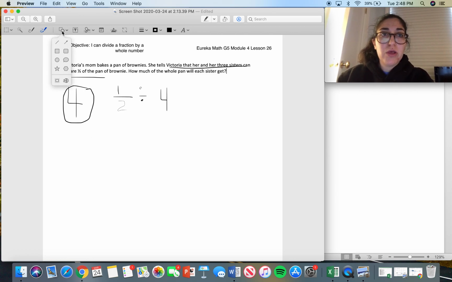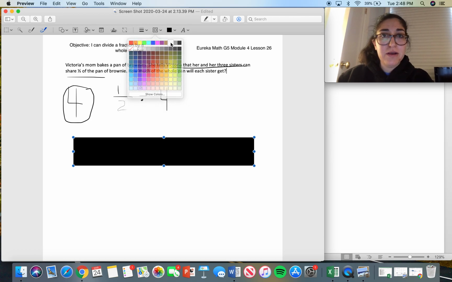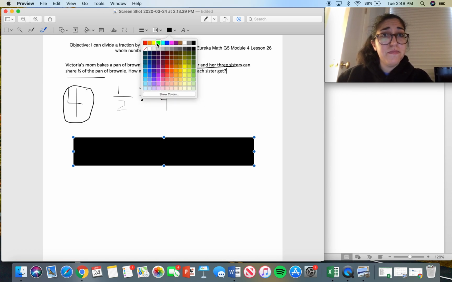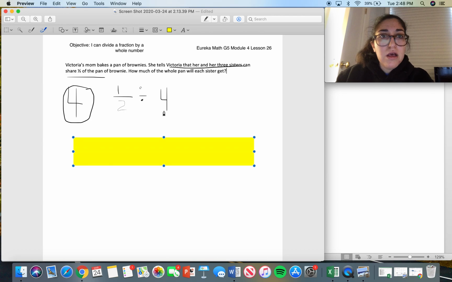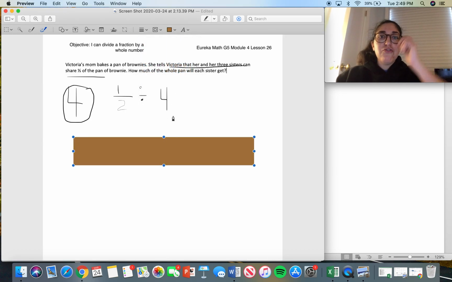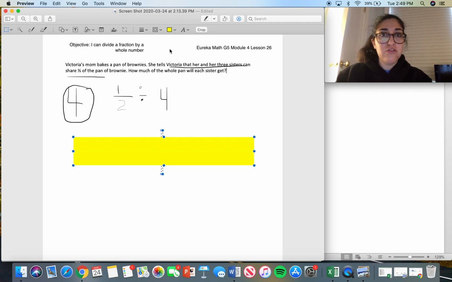So what would this look like as a picture? So if I have this tape diagram and I figure out how to make it the right color, there we go. It's a yellow pan of brownies, that's weird. Let's make it this nice chocolate color, all right? So how much does Victoria's mom say that her and her sisters can share? She says they can share half of the pan.